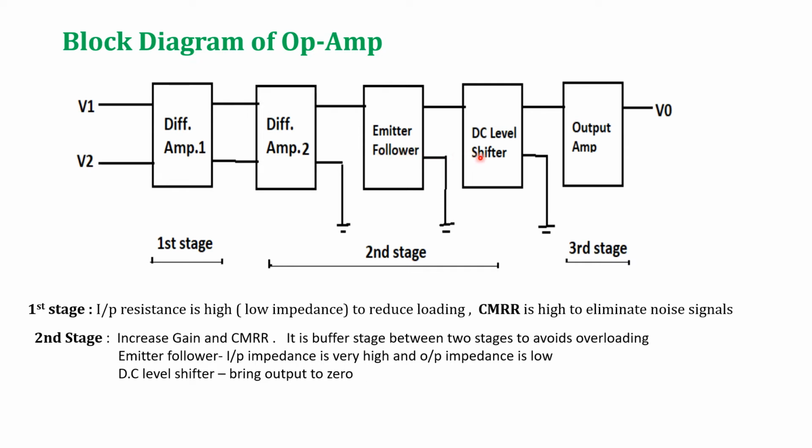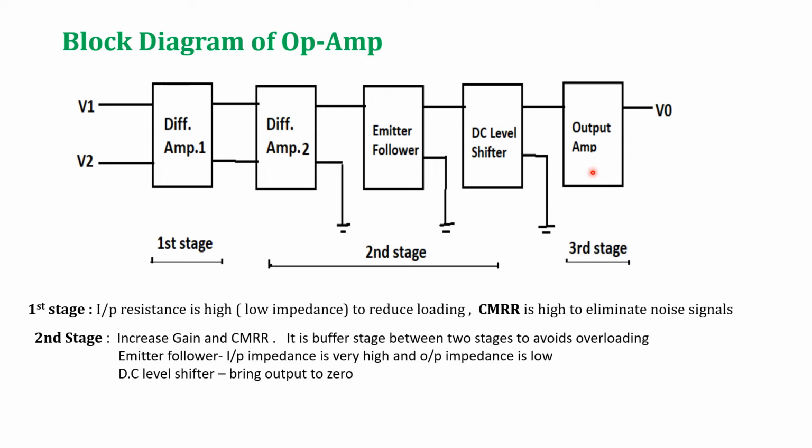Hence, we need such a continuously increasing voltage brought down to zero, and that is possible by the DC level shifter. Hence, what is the main function of the DC level shifter? It brings the DC level voltage to zero.